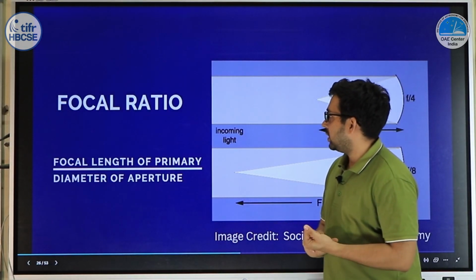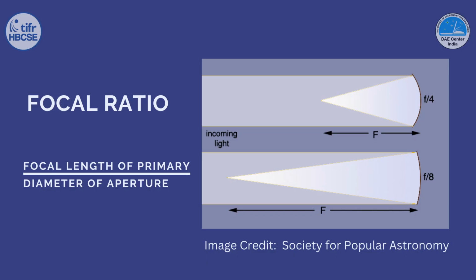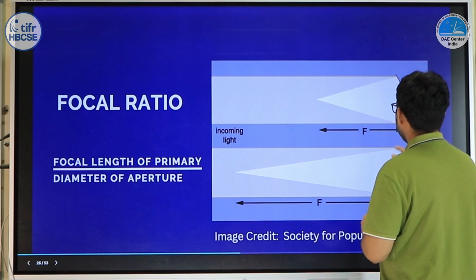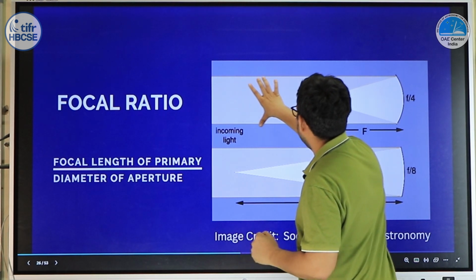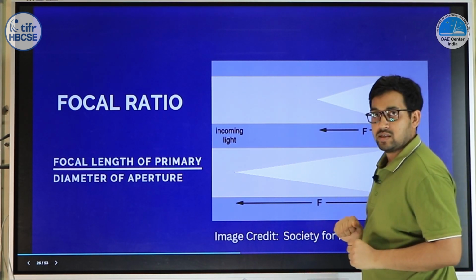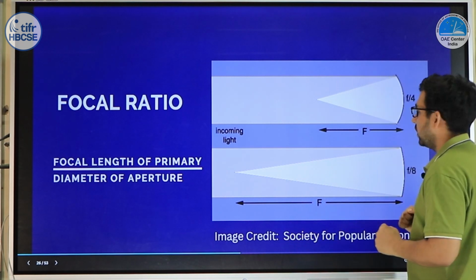Moving on to another parameter called focal ratio. It is again defined by a formula: the focal length of the primary optics divided by the diameter of the aperture where these incoming parallel rays are coming. That gives us the focal ratio. In this case, the focal ratio is 4.